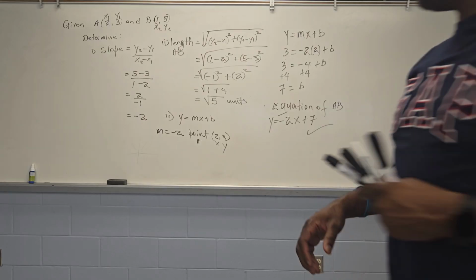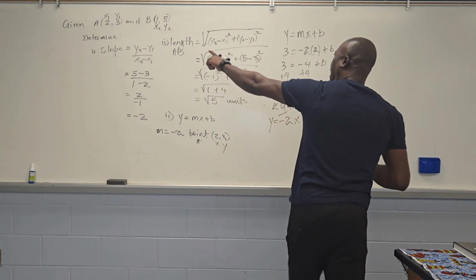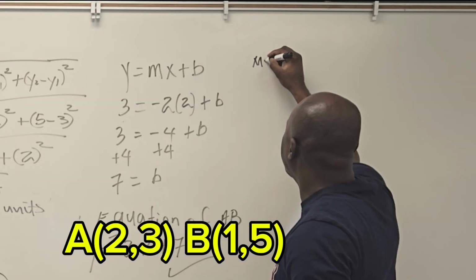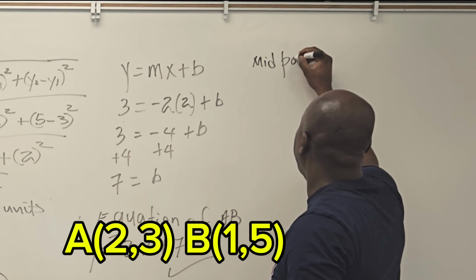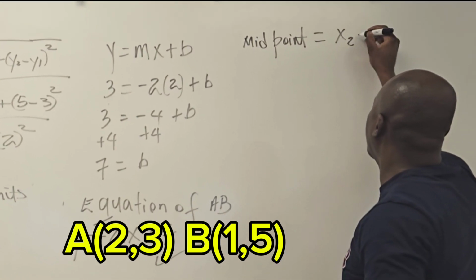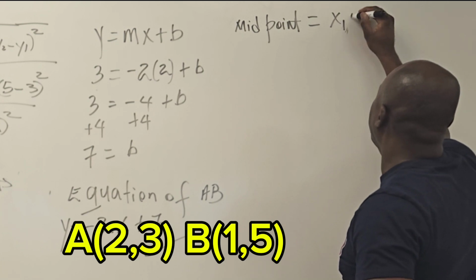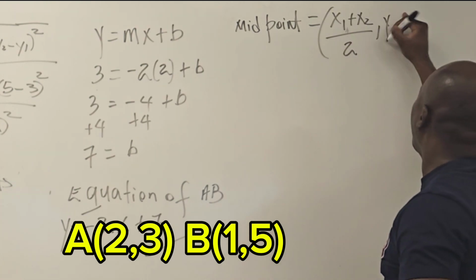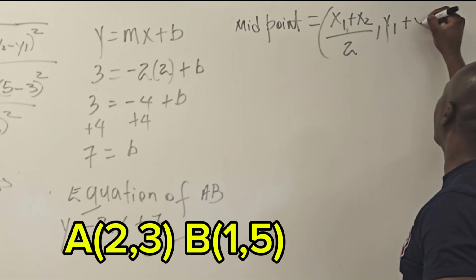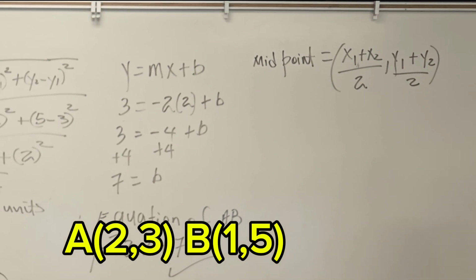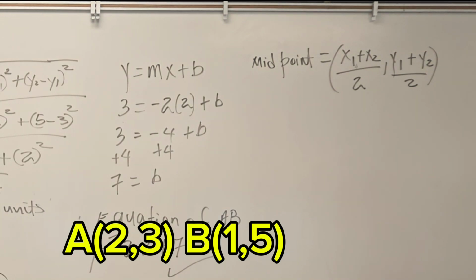What if you want to find the midpoint of this line segment AB? There's a formula for the midpoint as well. So if we want to find the coordinate of the midpoint, you could say x1 plus x2 over 2, y1 plus y2 over 2. So this is the formula to find the coordinate of the midpoint.